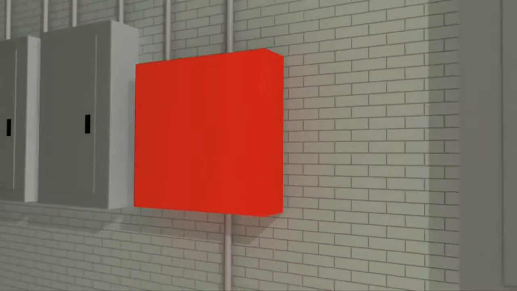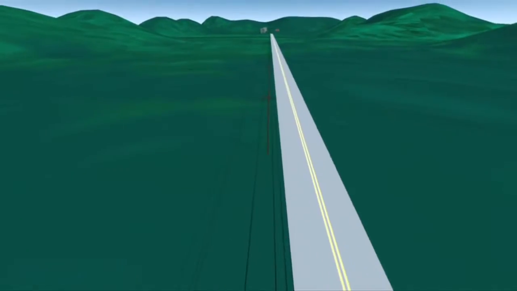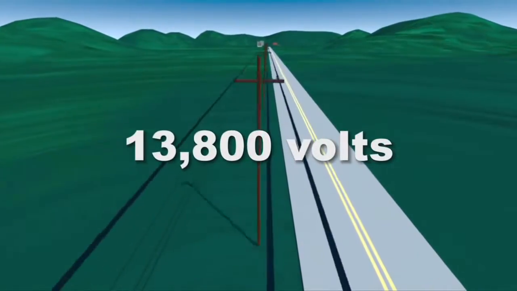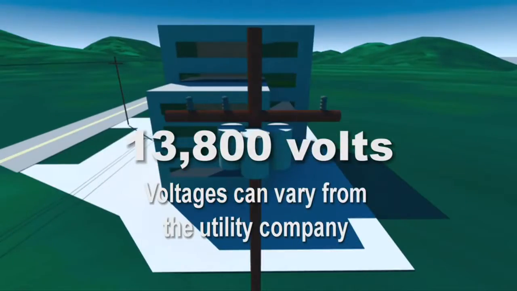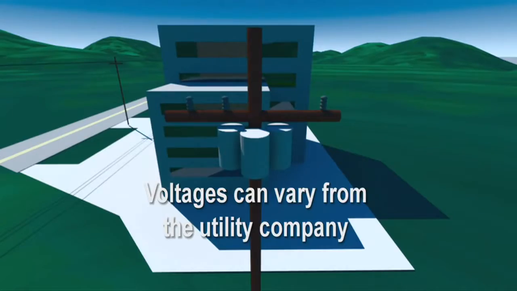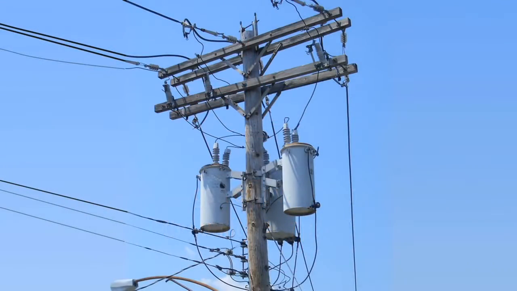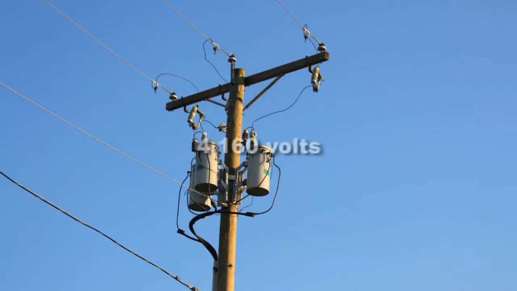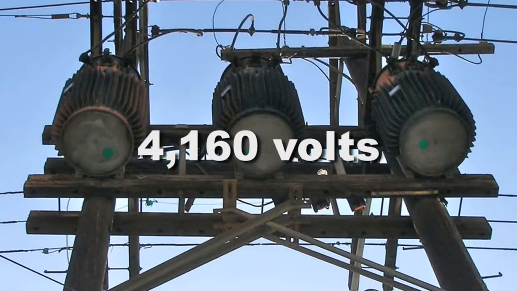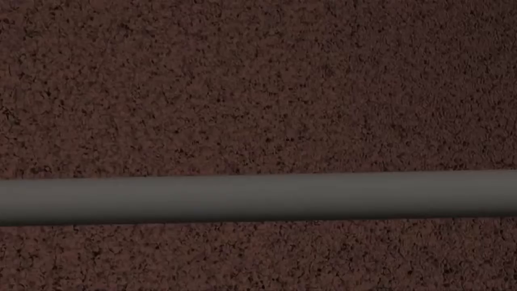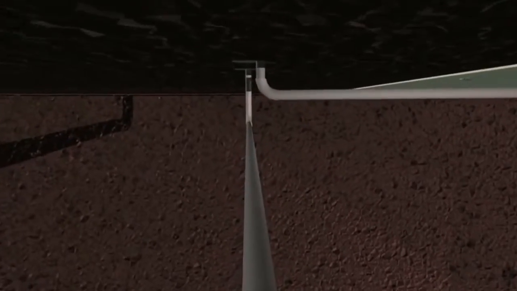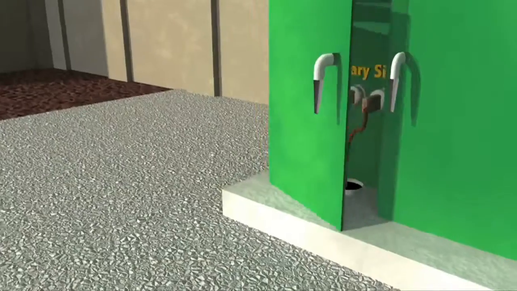In our example, we begin with the utility company supplying 13,800 volts from the road to a utility pole in the parking lot. At the top of this pole, you see 3 transformers. These transformers will step down the 13,800 volts to 4,160 volts. This voltage is transferred down the pole through copper wires that are encased in conduit. This conduit travels underground and enters the oil transformer on the high or primary side of its junction box.